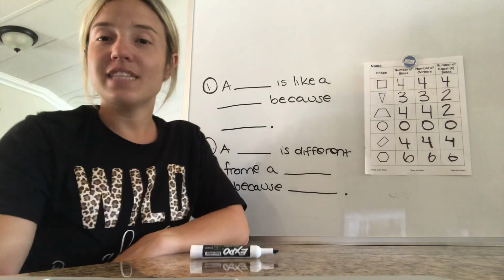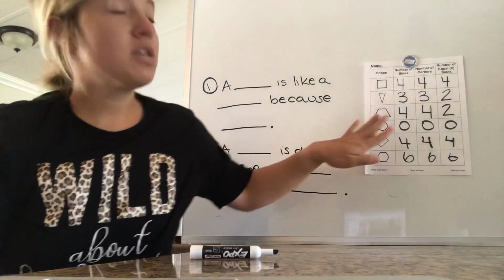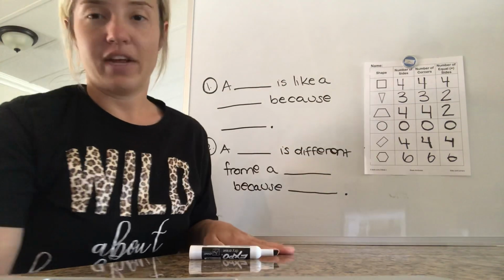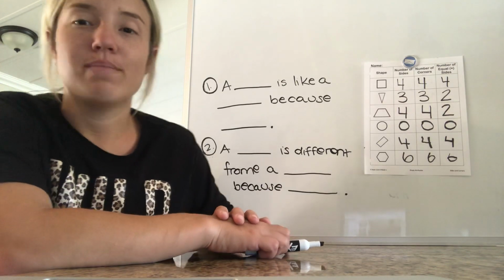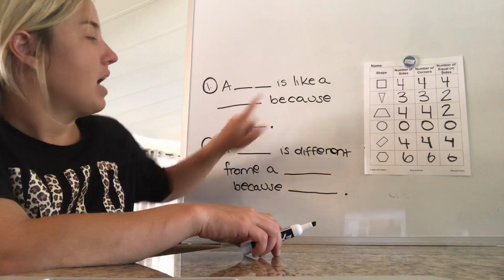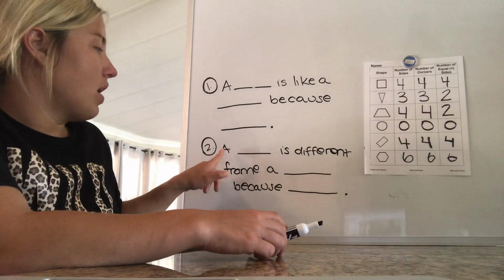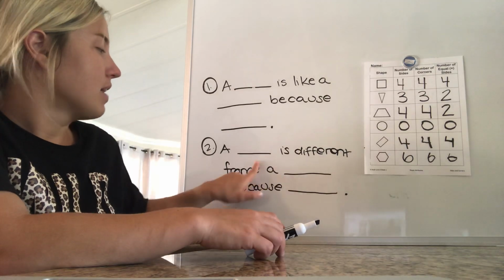Okay, so for today's lesson, friends, we're going to talk about how shapes are the same and how they're different. So you can use this sheet to help you sort them into different categories. So Miss Pullen has attached below sentence frames that say, a blank is like a blank because blank. Or a blank is different from a blank because blank.